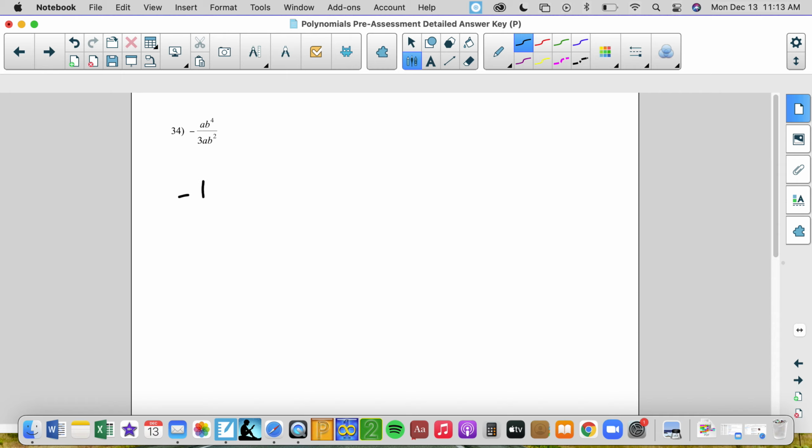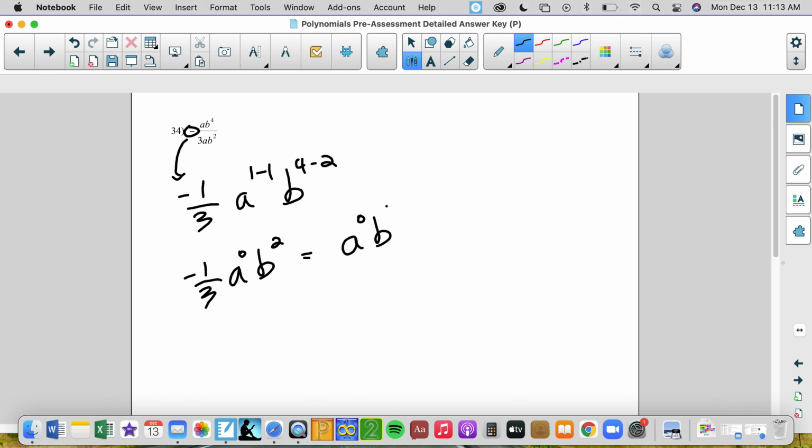And number 34, last but not least. So if you want to write this, that's fine. That negative is represented as a negative 1. We have a to the 1 minus 1, b to the 4 minus 2. That gives me negative 1/3, a to the 0, b to the 2nd. Let's write numerator and denominator.